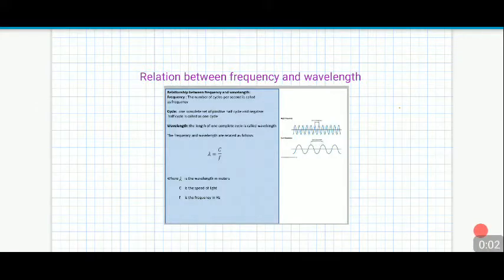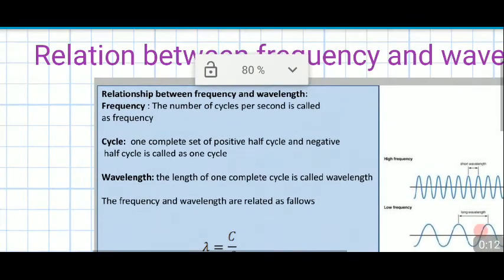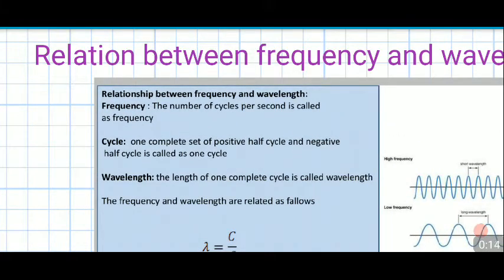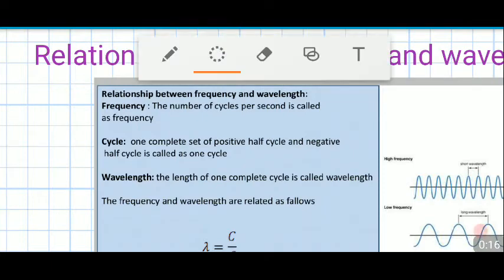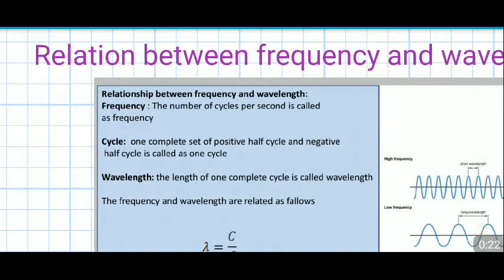Hello all. Here in this video we shall try to understand what frequency and wavelength are, and the relation between them. The first definition that comes into our brain is frequency. What do you mean by frequency? Frequency is the number of cycles per second.